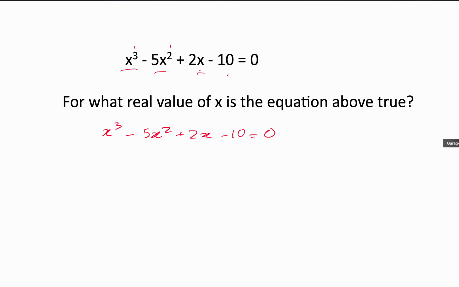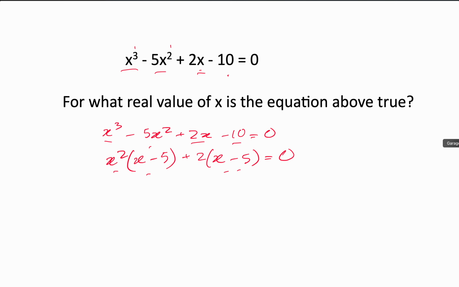So these two, they both have x in them, right? So we can factor out the x squared: x squared times x minus 5, right? And then here, 2x minus 10, so you can factor out the 2: 2 times x minus 5. Both of these have x minus 5 in them.